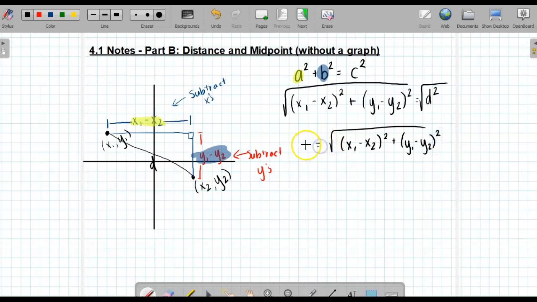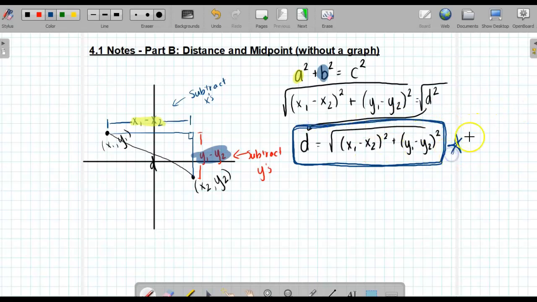Is it okay with you guys if I put this d over here? I just don't like it on the left-hand side. Okay, so this right here, put a big box around it, maybe some stars, make sure it's very obvious. This is your distance formula.